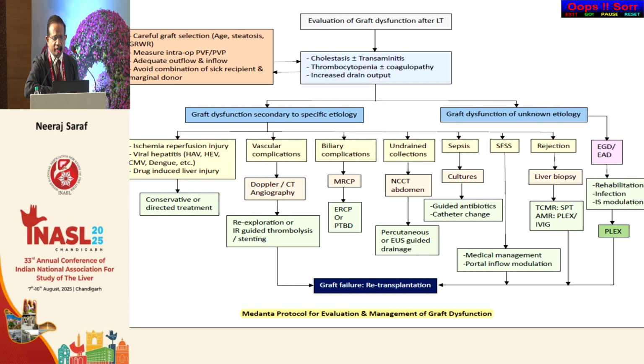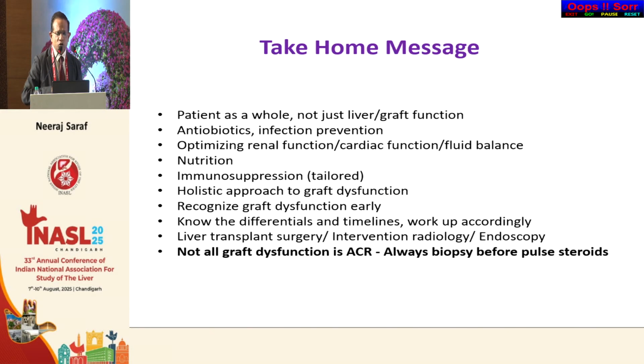If it's early, then obviously surgery is better. For sepsis, do cultures, give antibiotic-guided therapy, change the IV lines, change the catheters. For small for size syndrome, medical management, and sometimes you can do portal inflow modulation. And we have used plasmapheresis in some patients with good results.